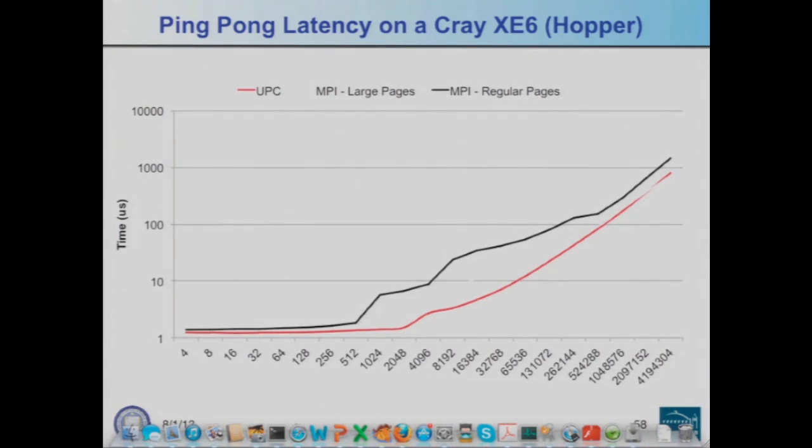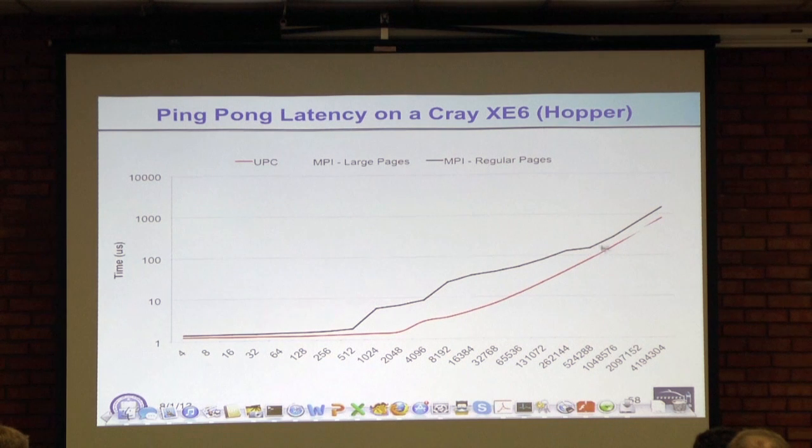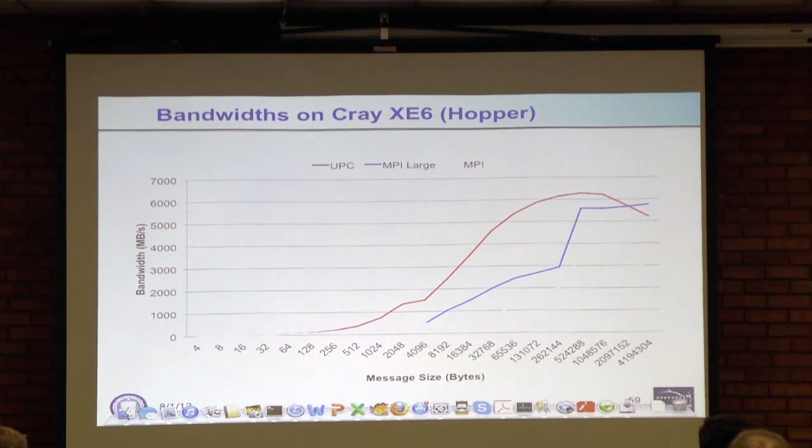So latency, this is on Hopper, the XE6 system that I mentioned at NERSC. So this shows a latency difference between MPI and UPC. I think of the two page sizes, one of them actually didn't show up here. It's a line in between here for the large page sizes, so they get a little bit closer. And here is the bandwidth difference.